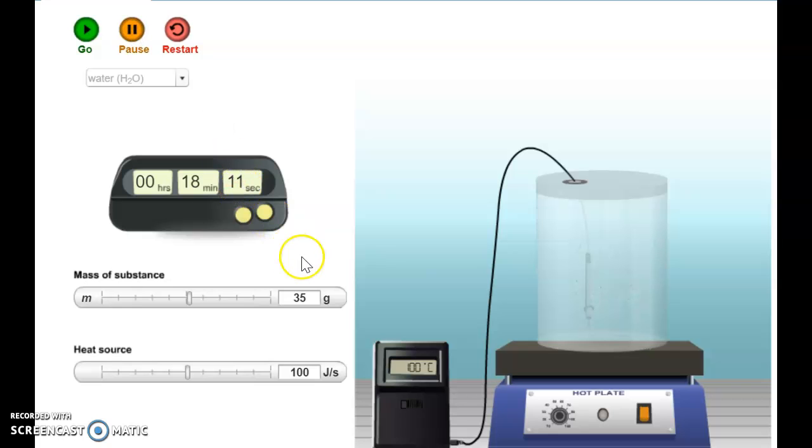All right, liquid to gas here. Took 18 minutes and 11 seconds, and it's still at 100 degrees Celsius. Let's see how long it takes for the gas to be gone. All right, at 20 minutes and 14 seconds, the gas is gone, and it is 106 degrees Celsius. So this is a look at what happens if you change the mass. We looked at 20, 25, and 35.